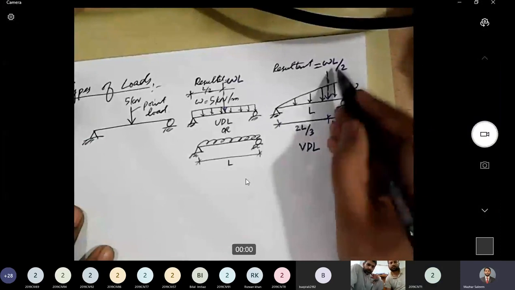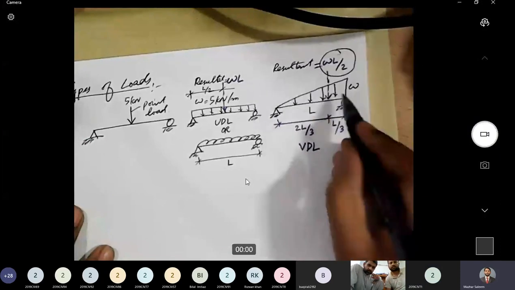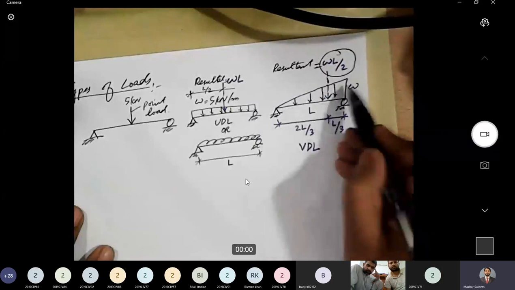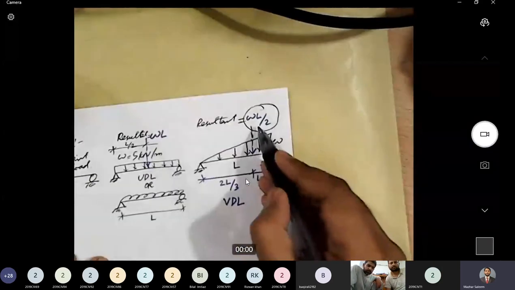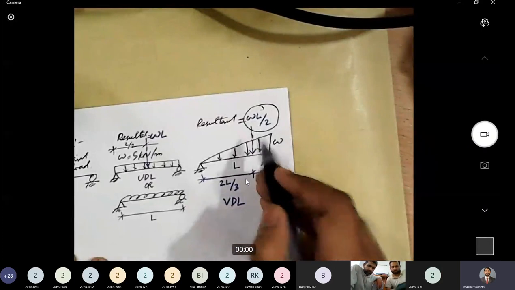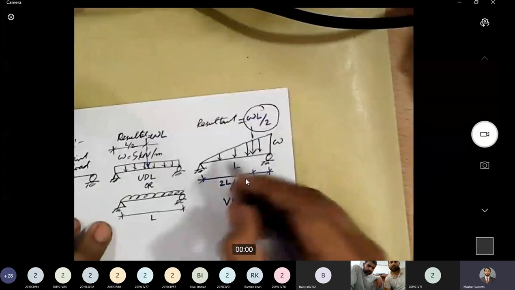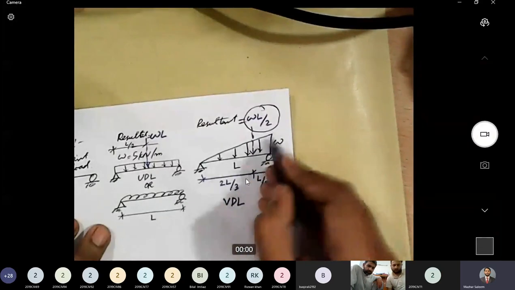We are calculating the area of this triangle. Just forget about this thing. When you are calculating the magnitude of the resultant, forget about L by 3 or 2L by 3. Just calculate the area of the triangle.